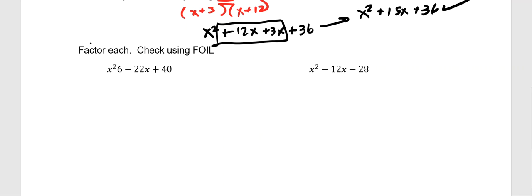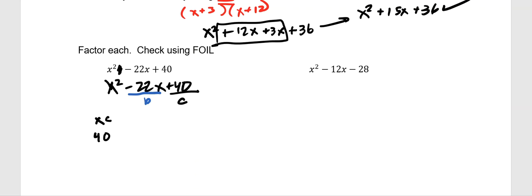So before we move on, I know that there's a typo here. This should say x squared, so cross out that 6. This should say x squared minus 22x plus 40. Okay, just to be clear, I know this is my b. All of that is my b, negative 22. This is my c, 40. So I'm going to be looking to multiply to my c, 40, while adding to my b, negative 22.